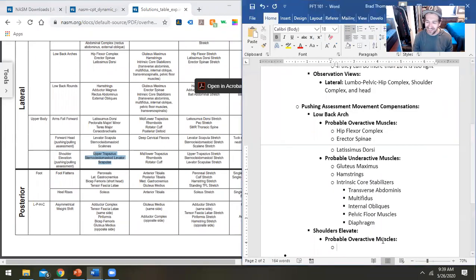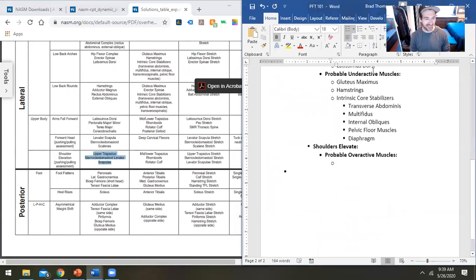So let's go ahead and look at our overactive muscles, right? That's going to be upper trapezius, sternocleidomastoid, love that word, and levator scapulae, right? So those are going to be your probable overactive muscles. And then obviously if we're experiencing too much shoulder elevation, we need to look at shoulder depression.